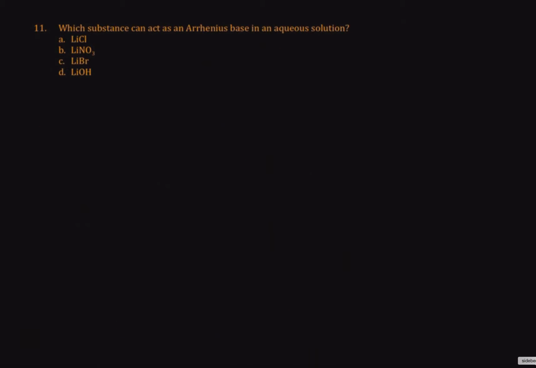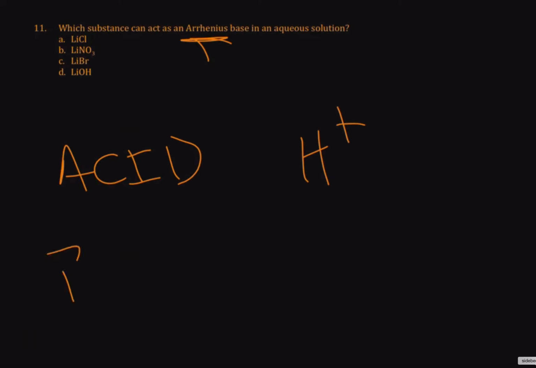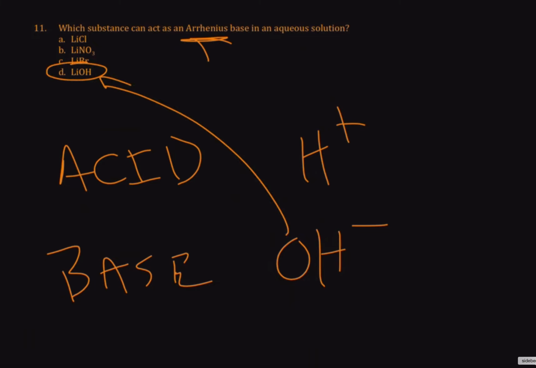Which of these substances can act as an Arrhenius base in an aqueous solution? Well, the Arrhenius definition means acid has hydrogen, base has hydroxide. The only one of these compounds that has any hydroxide in it is the lithium hydroxide. So that's the only one that could be an Arrhenius base. The other ones might be bases in a different definition, but Arrhenius is very specific. Hydrogen means acid, OH means base.